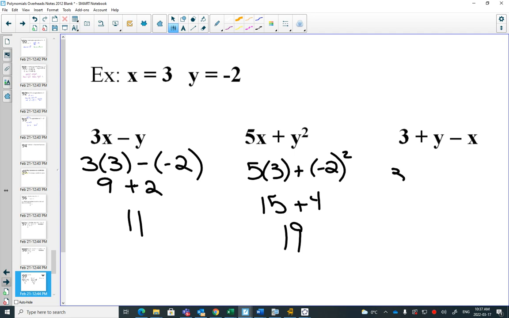And for the last one, you'd have 3 plus negative 2 minus 3. So plus a negative is the same as subtracting. 3 minus 2 would be 1. 1 minus 3, negative 2. Did anybody add this differently? Everybody went from left to right like I just did? Okay. Does anybody do 3 minus 3 first? That'd be 0. And then what are you left with? Just the minus 2. Oh, that's kind of fancy.